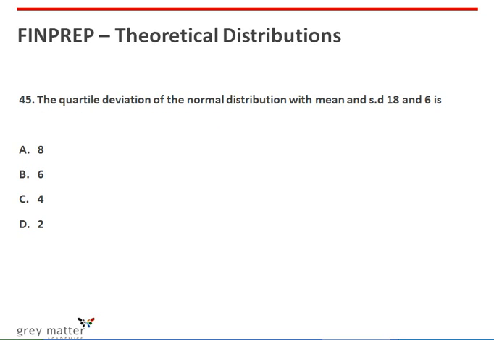45th problem: the quartile deviation of the normal distribution with mean and standard deviation given to be 18 and 6. Since the distribution is a normal distribution, and sigma, the standard deviation, is given to be 6 and mu is 18. Now we know quartile deviation in a normal distribution is 2 by 3 of sigma. Sigma is given to be 6, so 2/3 of 6 would be 4. So the answer is option C, which is 4.